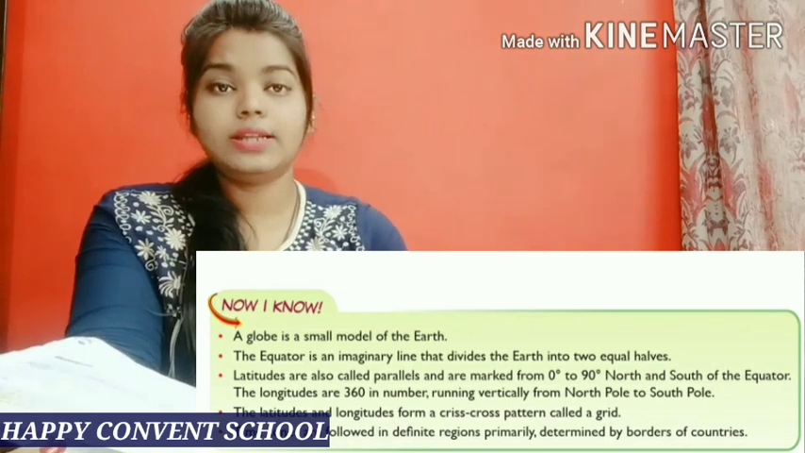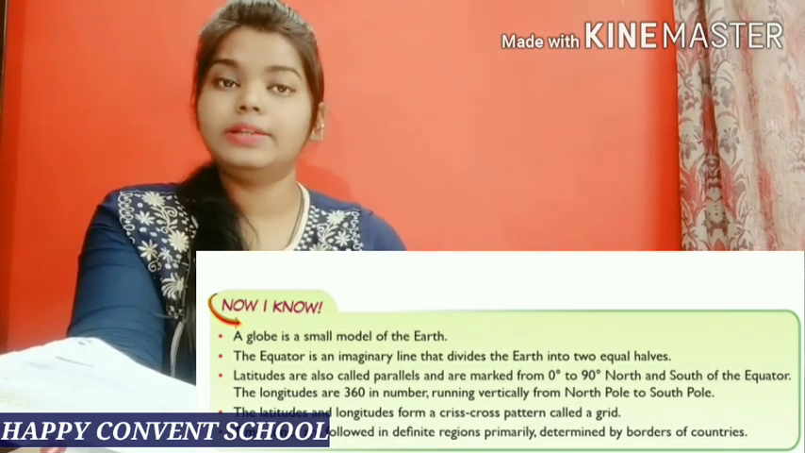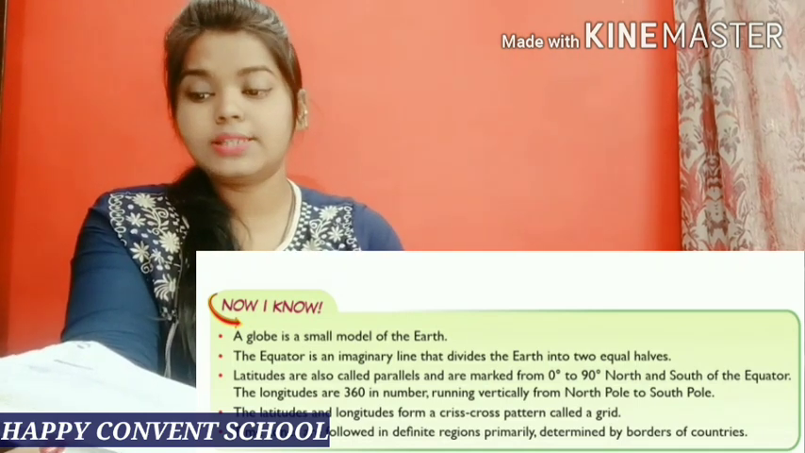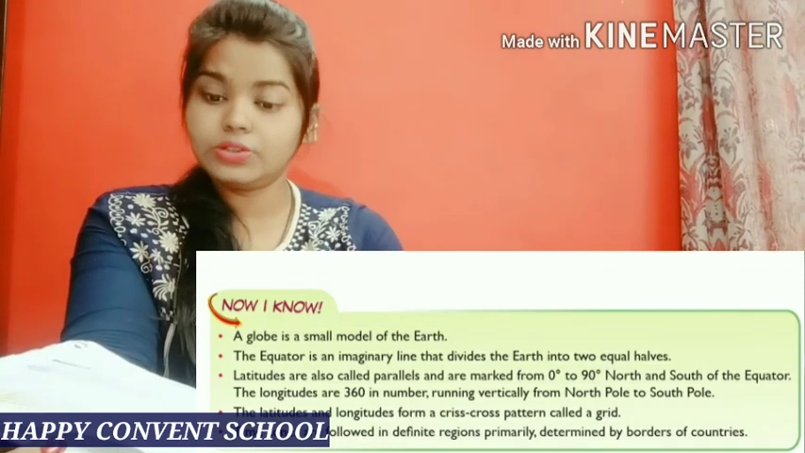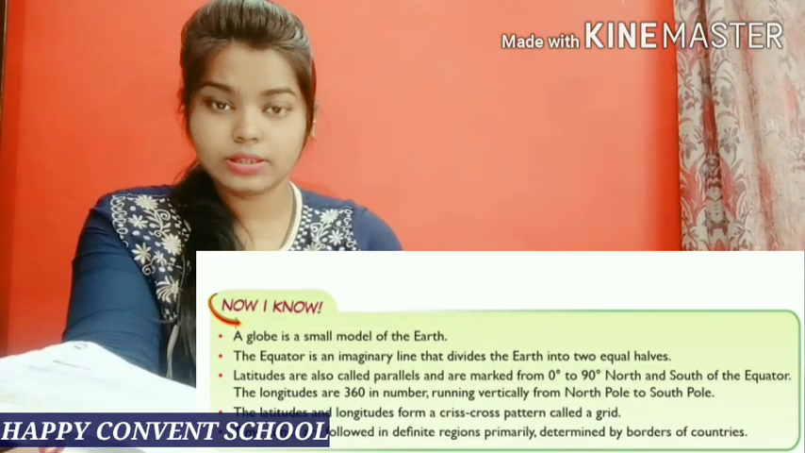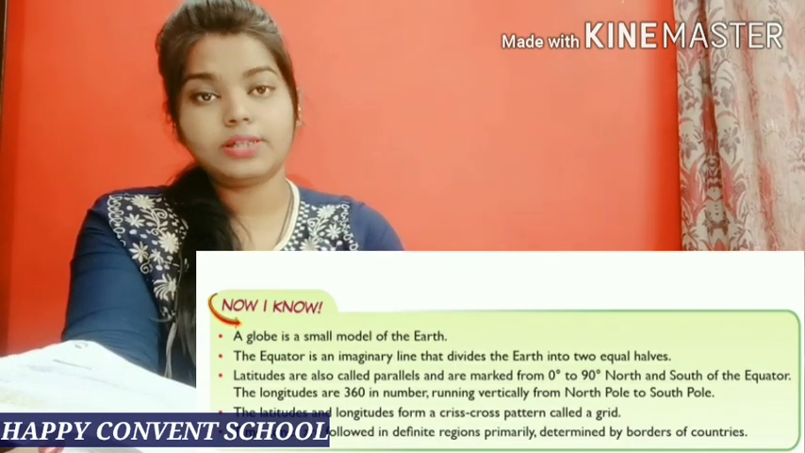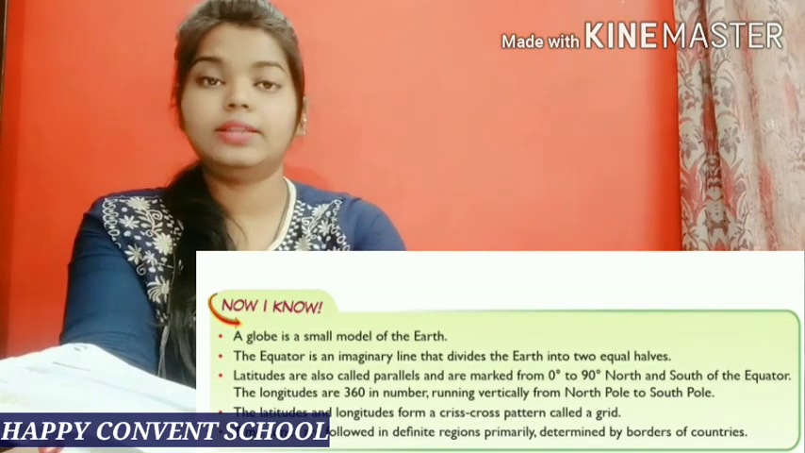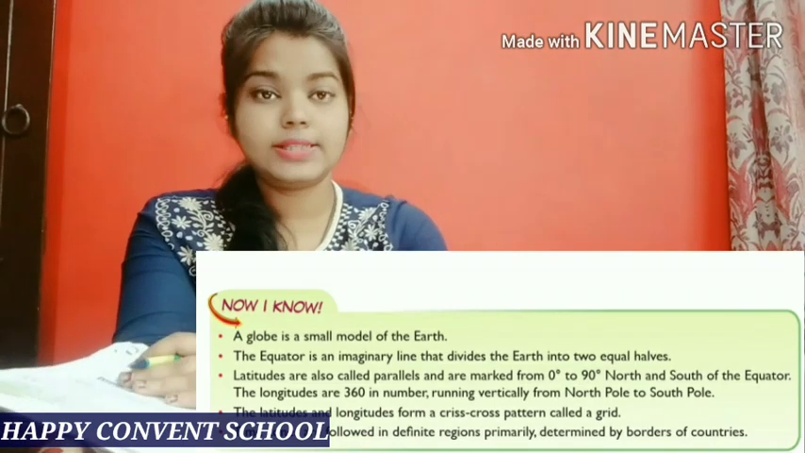The latitudes and longitudes form a crisscross pattern, and this pattern is called what? Grid. And the last point is time zone, right? So time zones are followed in a definite region throughout the year, and they are mainly determined by the borders of the countries. Okay, so these are the main topics which we have gone through in this chapter. So this is all about this chapter.